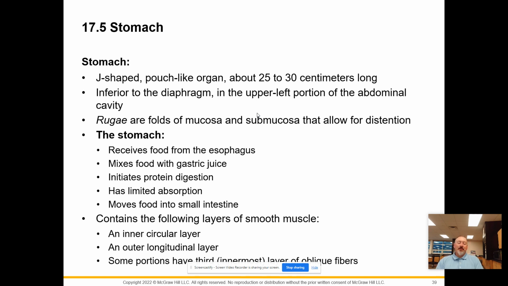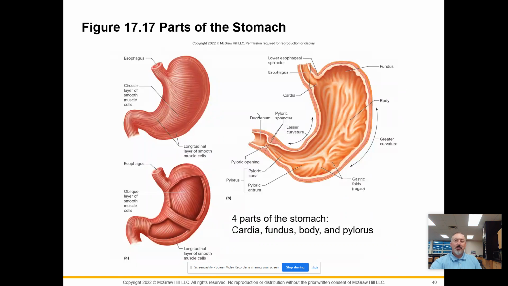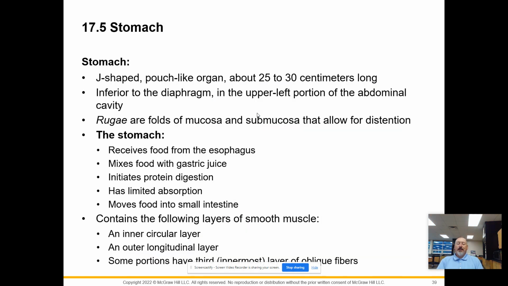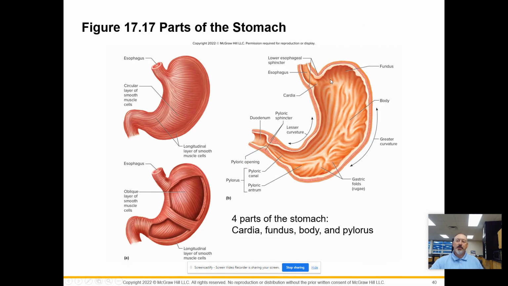All right, so the stomach is going to be a J shaped organ, as you can see, its shape here. And the shape of this is named in different parts. We're going to have the uppermost region, which is going to be called the cardia. And we're going to get into this area. This is going to be called the fundus of the stomach.